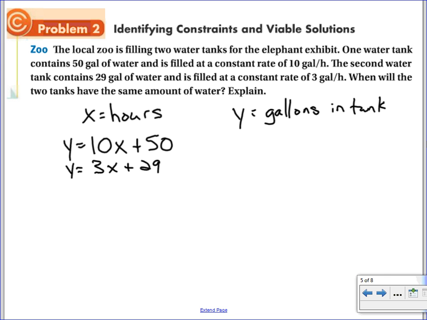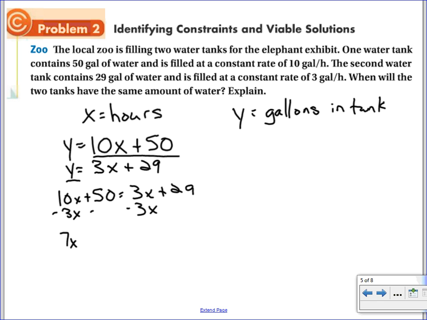So again, our best method for this would be to just substitute. Replace this Y with that. So we've got 10X plus 50 equals 3X plus 29. I'm going to subtract 3X from both sides. Subtract 50 from both sides. These cancel, and I am left with negative 21 over here. Divide by 7, and X is negative 3.